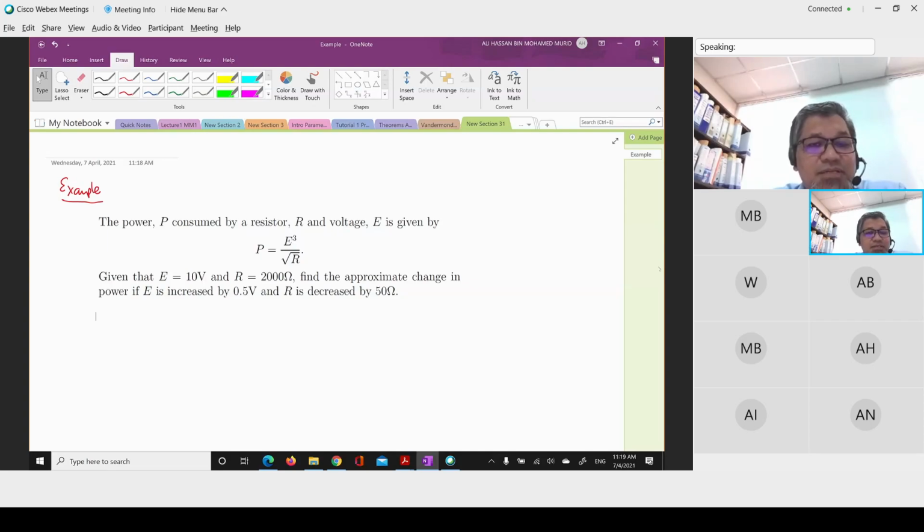The power P consumed by a resistor R and voltage E is given by P equals E cubed over square root of R. All right. So here P is a function of two variables, E and R. Given that E equals 10 volts and R is 2000 ohms, find the approximate change in the power if E is increased by 0.5 volt and R is decreased by 50 ohms.